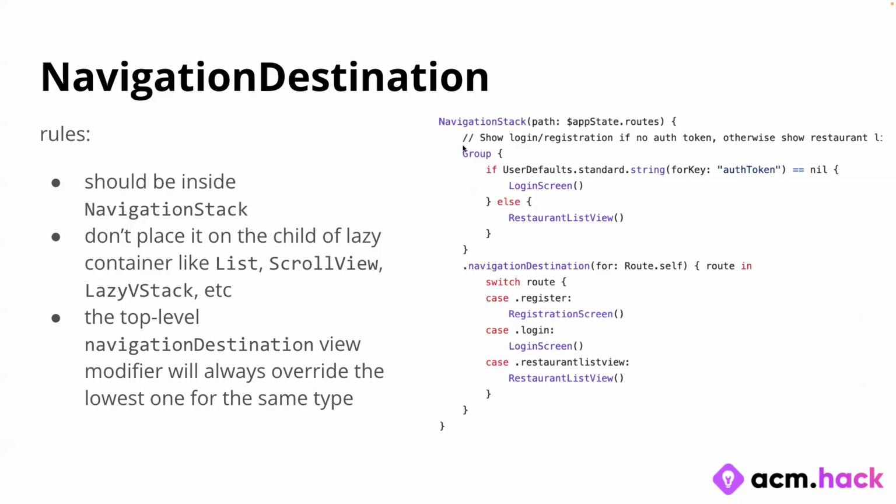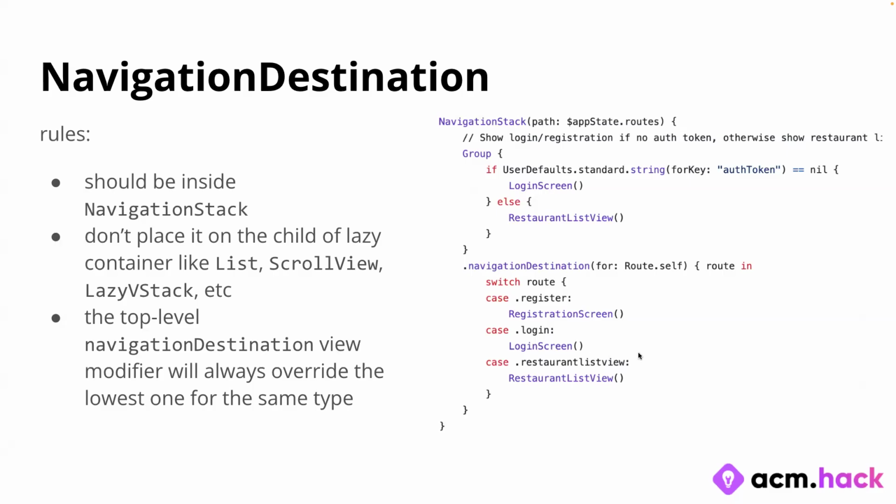So you can see in this example code, which is actually taken from the app that we're building, we have this navigation stack. And then here it's just some logic that if there's no authentication token, we'll be showing the registration and login screen. Otherwise, we'll be showing the restaurant. But here we have the navigation destination, and then we're taking in a route. And depending on what the route is will determine which screen to show. So if we have .register, we'll show the registration screen. If it's .login, we'll show the login screen.